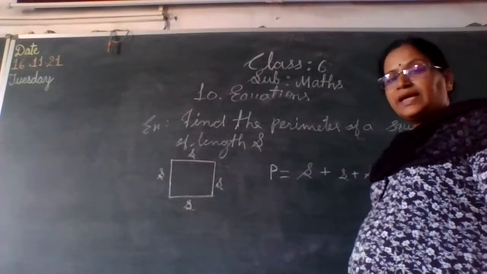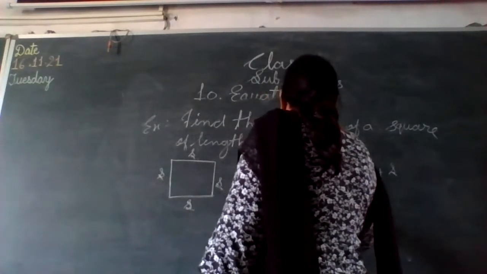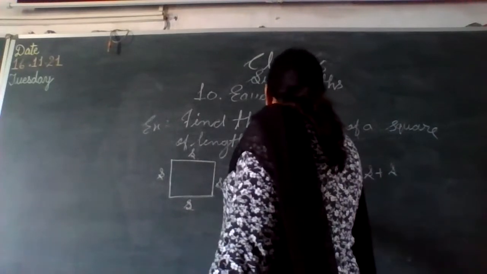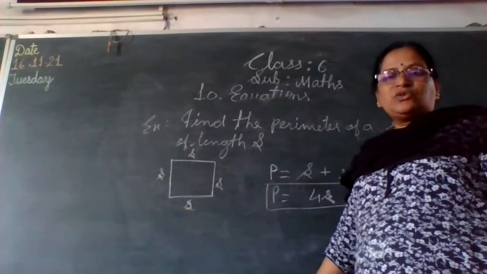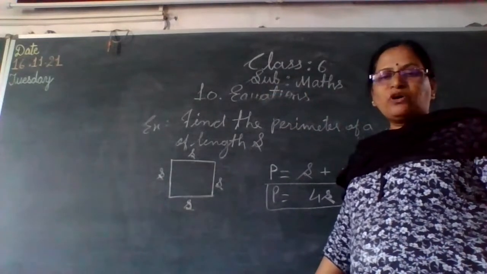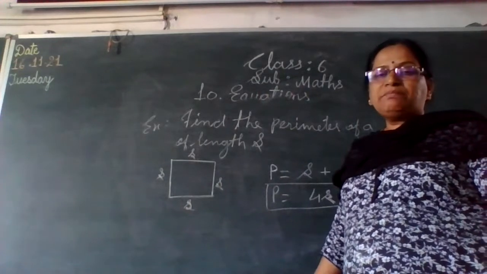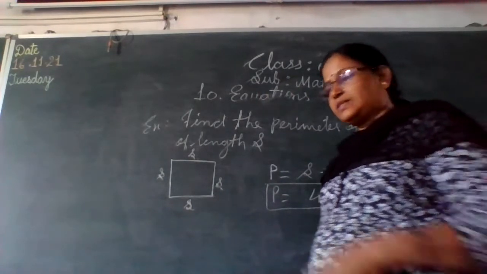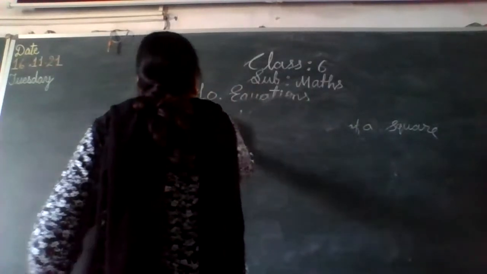S plus S plus S means 4S. So see children, perimeter of a square is 4 multiplied by its side. So here we form the formula for the perimeter of a square, that is P equals 4 into S, that is 4S. Got it beta?